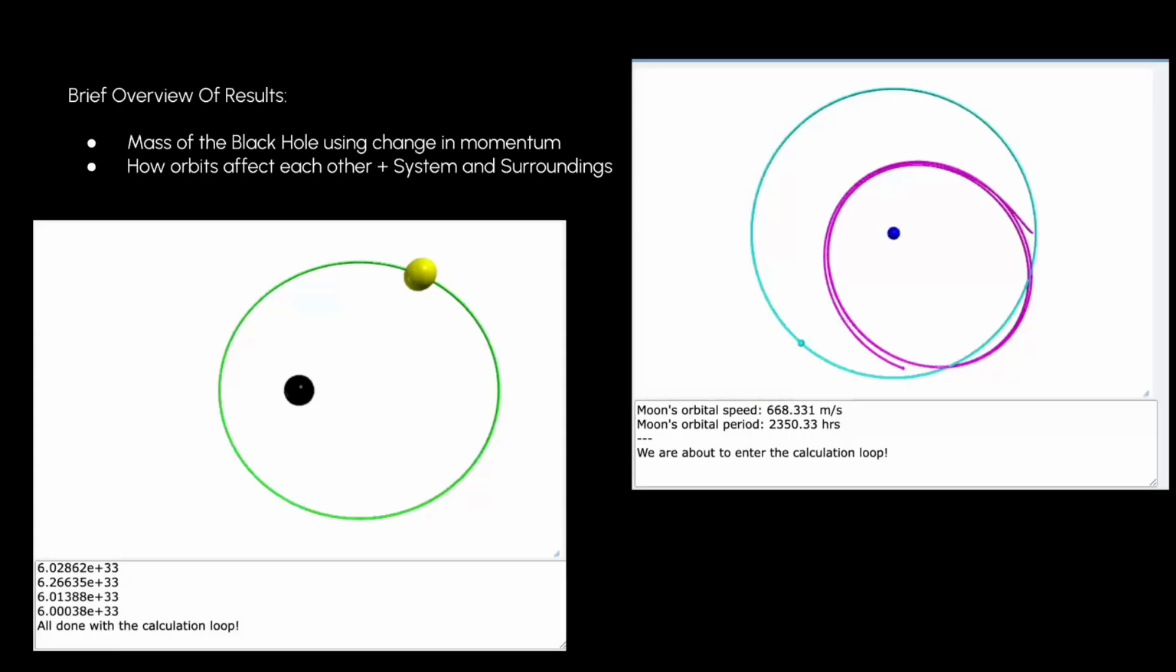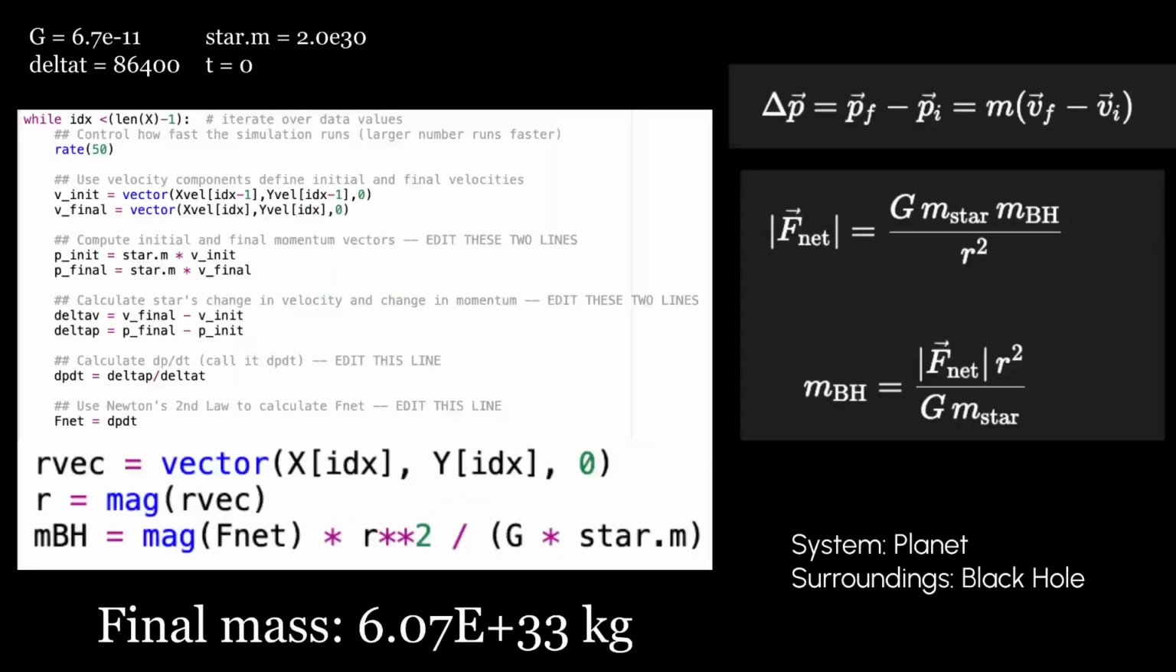On the left, we have our first problem where we're trying to determine the mass of the black hole. And then on the right, we have our second problem where we're experimenting with simultaneous orbits. Okay, so for the first problem, the top left, you can see our initial conditions. On the right side, these are the equations we use, the change in momentum equation, the gravitational force equation, and then at the bottom is where we rearranged to find the mass of the black hole.